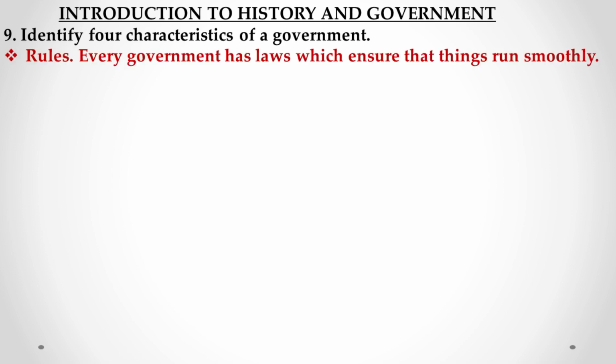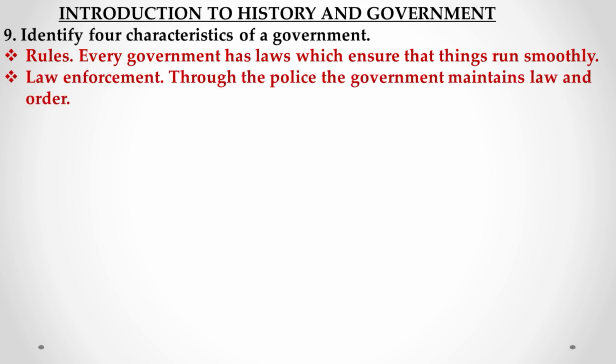Question 9. Identify four characteristics of a government. Among the characteristics of government is rules, whereby every government has laws which ensure that things run smoothly. After the laws or rules is law enforcement. And this is a characteristic of government whereby they make sure that these laws or rules which have been put in place are followed, and those who break the rules or the laws are punished. And this is whereby through the police, the government maintains law and order.